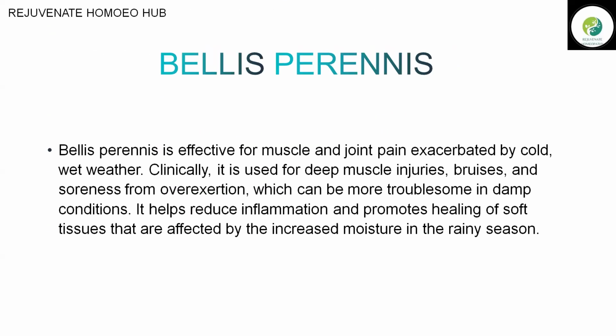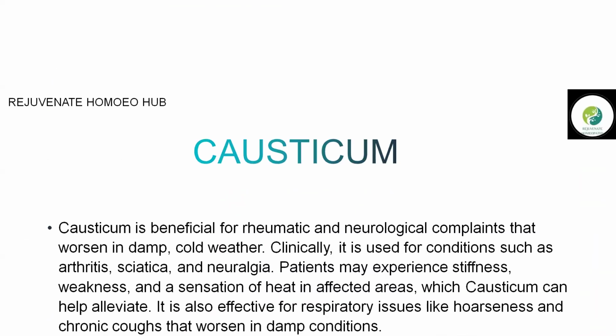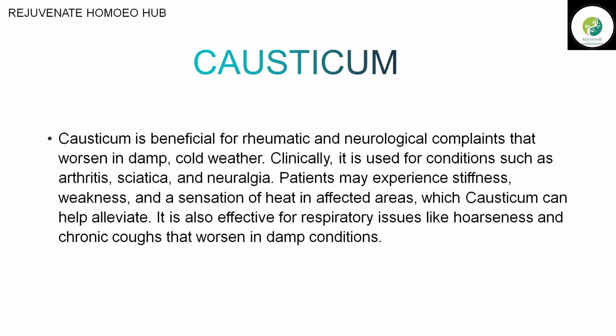Bellis perennis is effective for muscle and joint pains exacerbated by cold wet weather. Clinically, it is used for deep muscle injuries, bruises, soreness from overexertion, which can be more troublesome in damp conditions. It helps to reduce inflammation, promotes healing of soft tissues that are affected by the increased moisture in the rainy season. Causticum, very much rheumatic with neurological complaints.